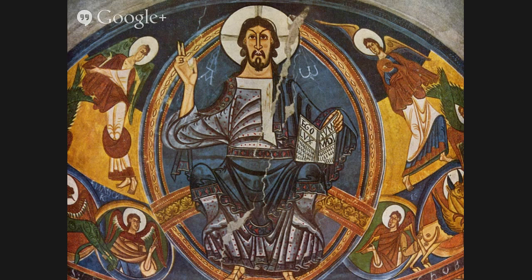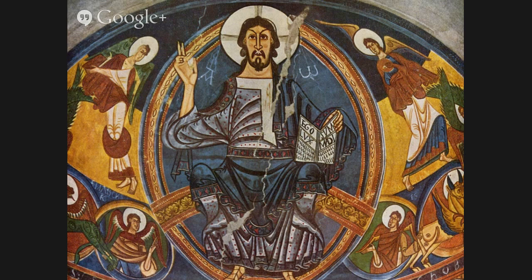Alpha and Omega. He's the beginning and the end. And the book that he's holding says Ego Sum, which means I am. It's God's name that he revealed to Moses. Jesus is holding it there, enthroned in glory.